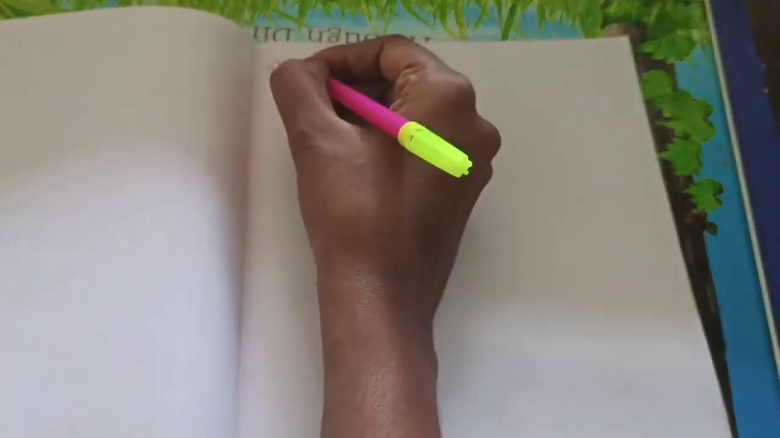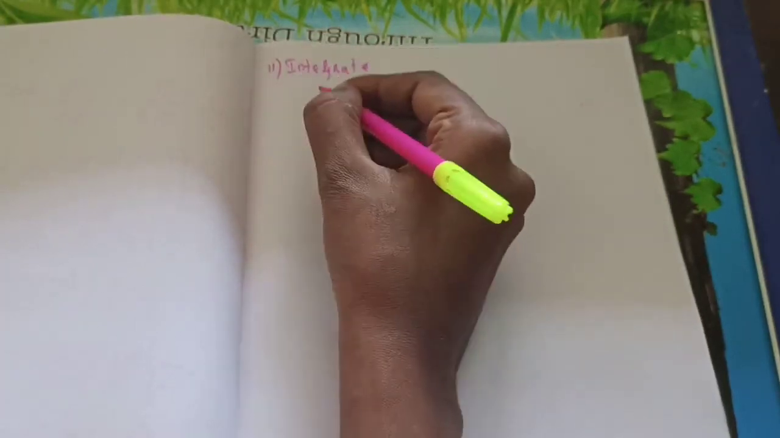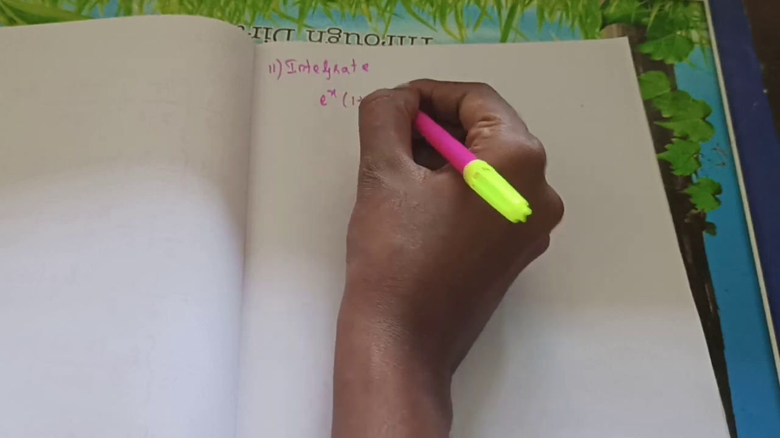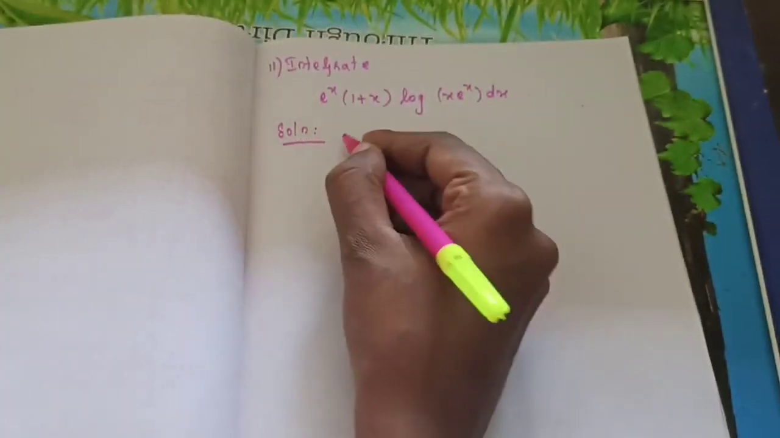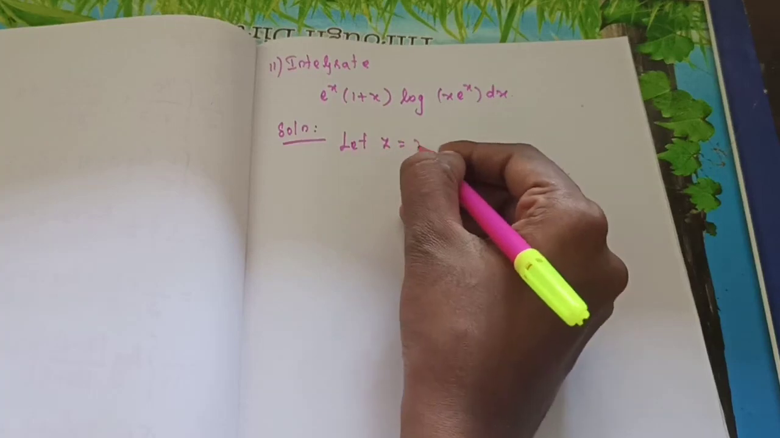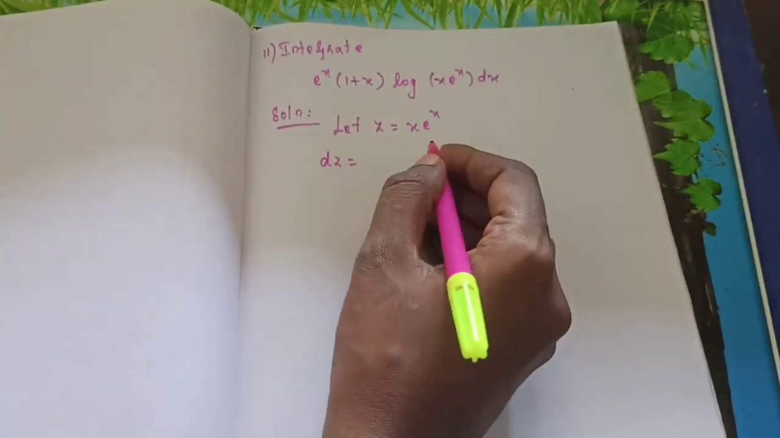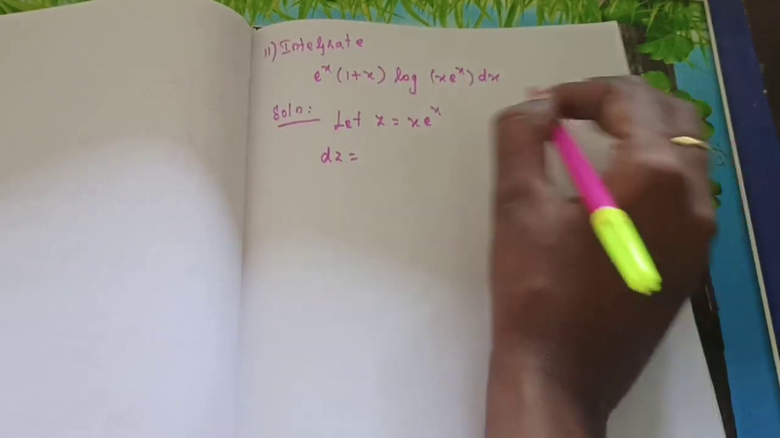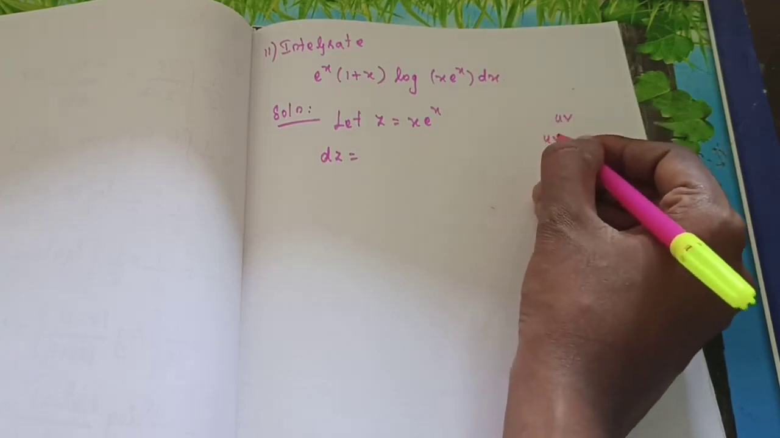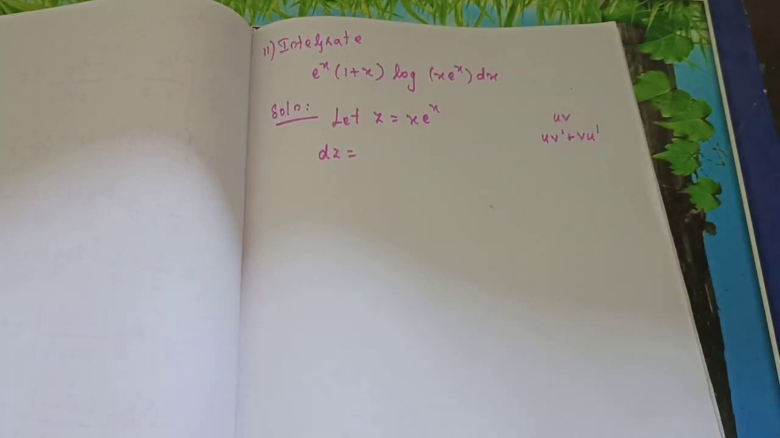Let's move to the next question. Integrate e power x into 1 plus x log of x e power x dx. Solution. Let z is equal to x e power x. So dz is equal to, you need to follow the uv method. Already in last year's portion you have learned the uv method, that is uv dash plus vu dash. Do you remember?